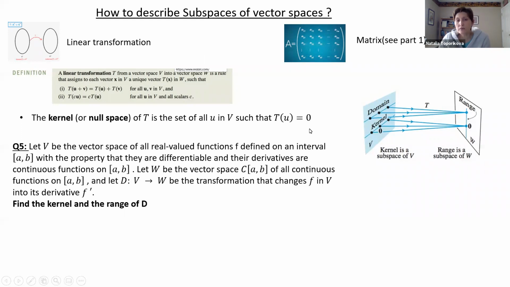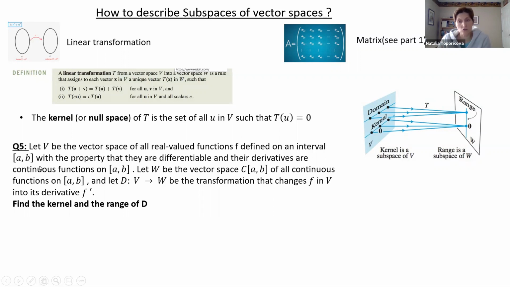I will try to expand on this topic because the kernel is not really specific to vectors. It can be applied to a lot of mathematical objects in a general linear transformation. I will try to be a little bit more abstract here, and I'll ask you to find the kernel of a transformation defined by functions, not just vectors. For example, let's take a vector space which includes all real-valued functions defined on the closed interval from a to b.